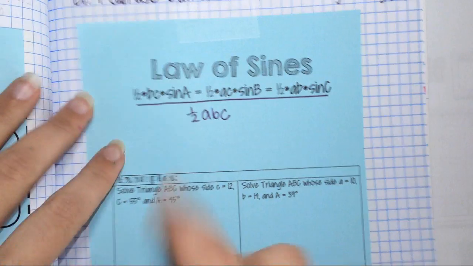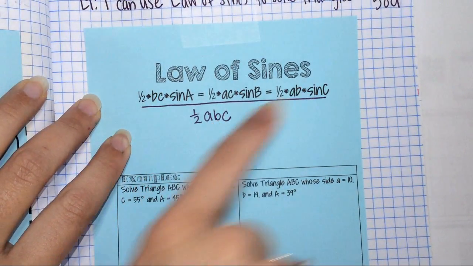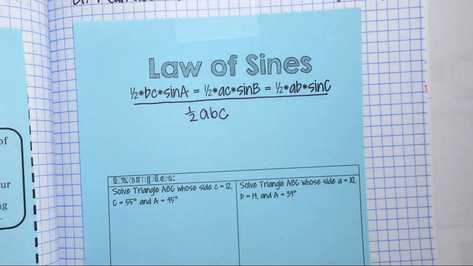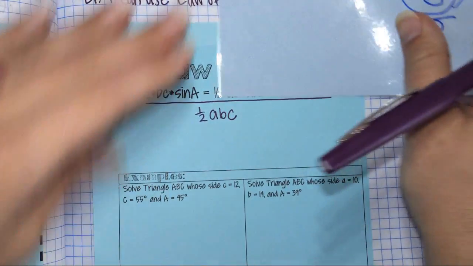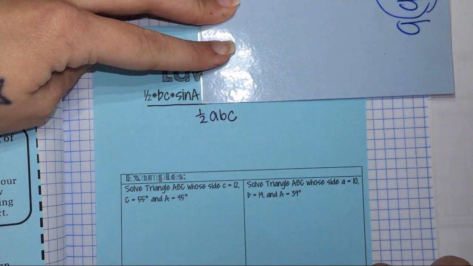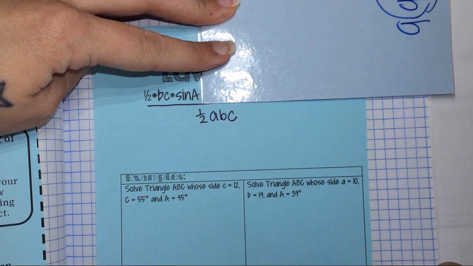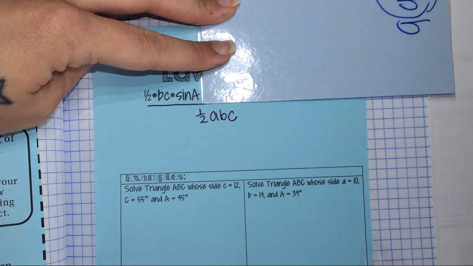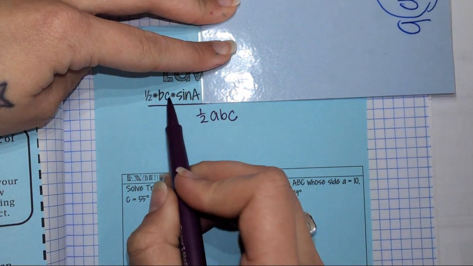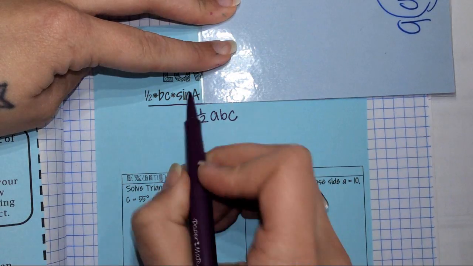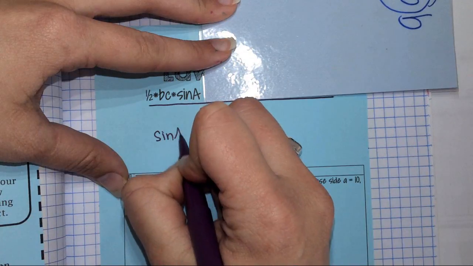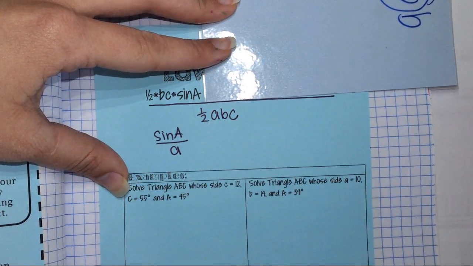Now, what I want us to do is divide each of these terms by 1/2 ABC. And we're going to create our law of sines. It's pretty awesome. If I divide 1/2 by 1/2, what does that give me? They cancel, and you're left with 1. All right? If I divide B by B, what happens? If I divide C by C, what happens? So what's left on top? Sine of A. And then lowercase a is left on bottom. Right?